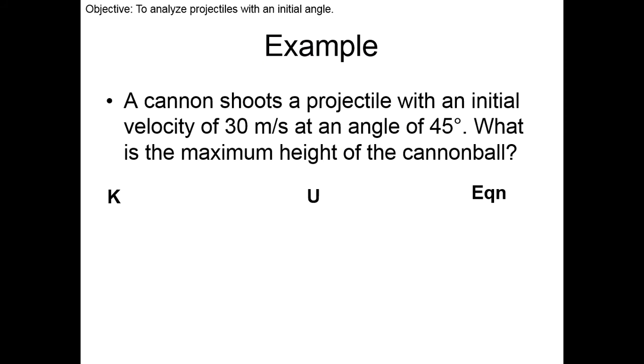So let's get an example here. Let's get this one going and finish out this video. So we've got a cannon that shoots a projectile with an initial velocity of 30 meters per second at an angle of 45 degrees.